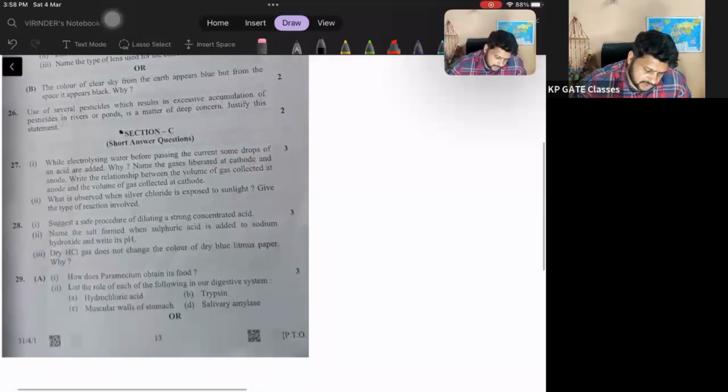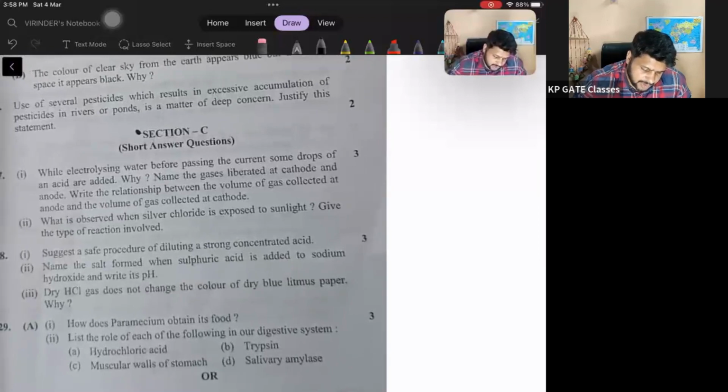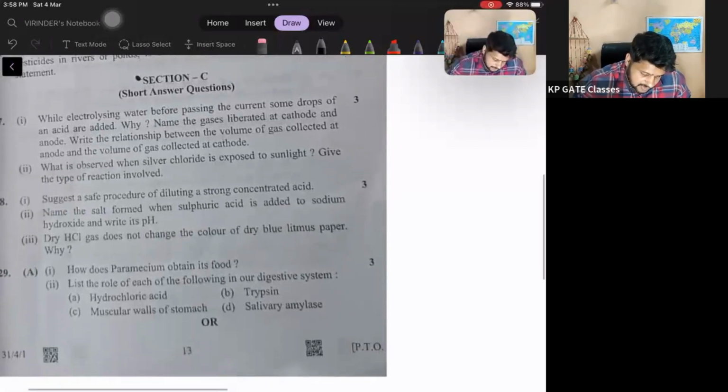Use of several pesticides which results in excessive accumulation of pesticides in rivers or ponds is a matter of deep concern. It's a general knowledge question. You can just answer it if you do not know the exact answer. You can write the answer of it.